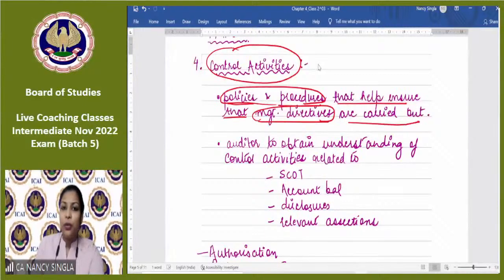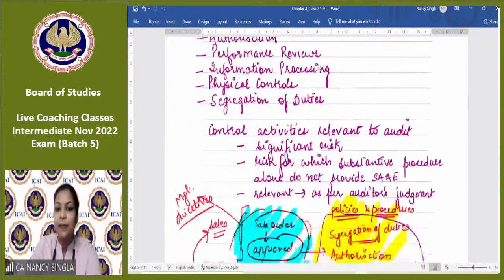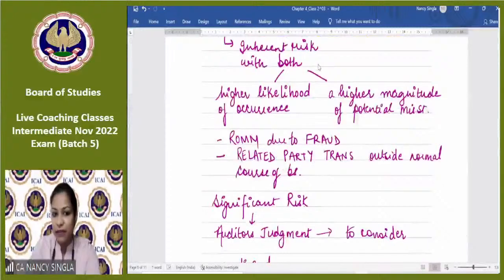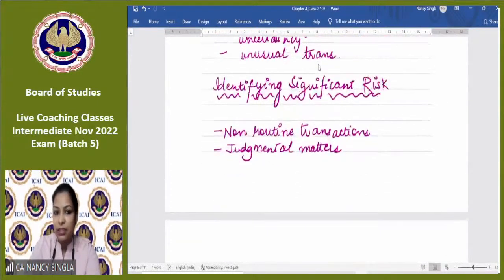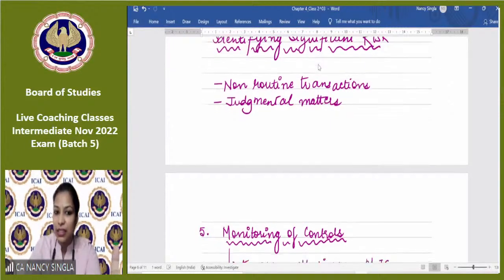Is the auditor required to understand all control activities? No. With respect to significant class of transactions, account balances, disclosures and relevant assertions relevant to his risk assessment of risk of material misstatement. Examples are these. Then significant risks, related with what, is significant risk we have discussed. What are the factors to be considered? We have discussed. Okay? Example, non-routine transactions and judgmental matters we have discussed in detail.